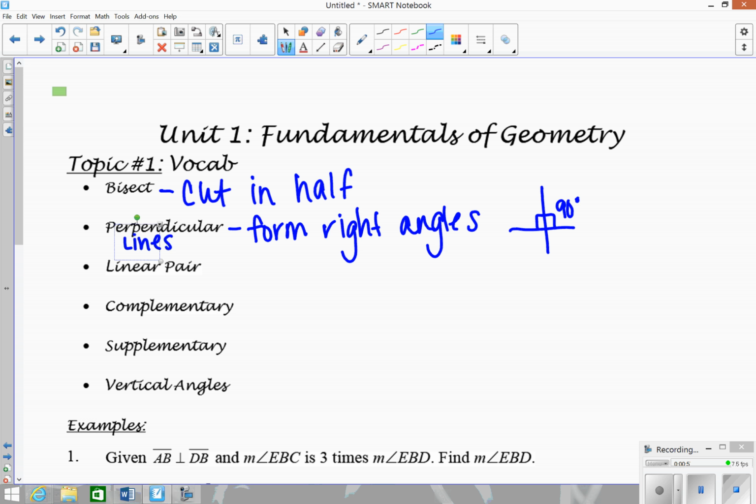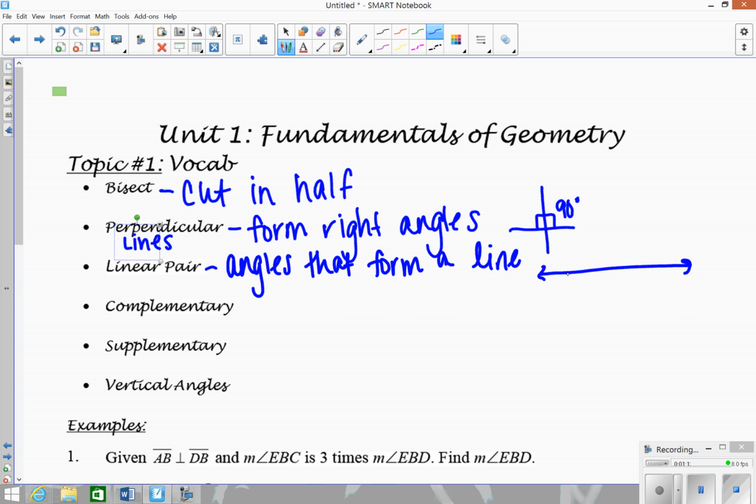A linear pair is going to be a pair of angles that form a straight line. So a picture for this would be if I had a line and then I have these two angles here, angles 1 and 2 forming a straight line. So angles 1 and 2 are supplementary, they add to 180 degrees. The thing with a linear pair is the two angles have to be adjacent, so they have to be touching each other, next to each other. So linear pair really goes hand in hand with supplementary.